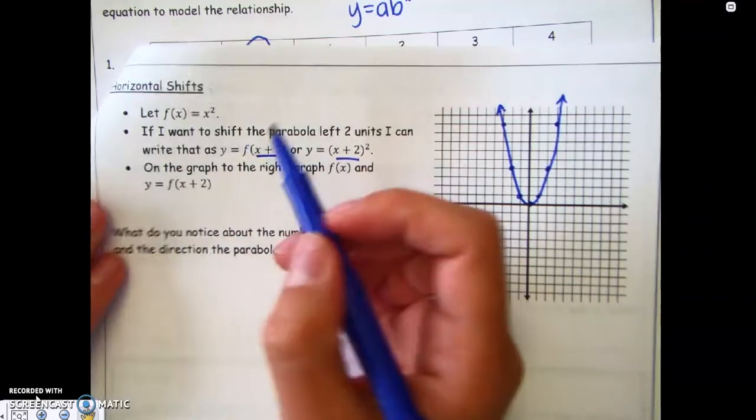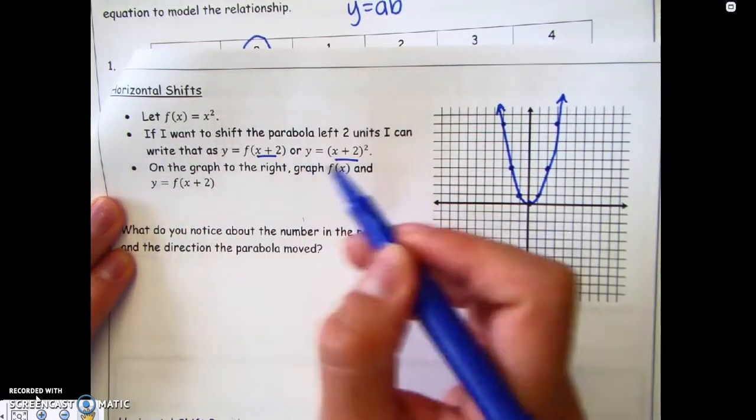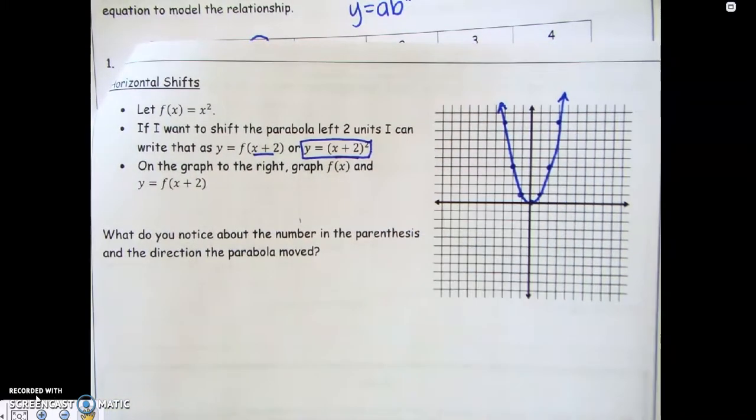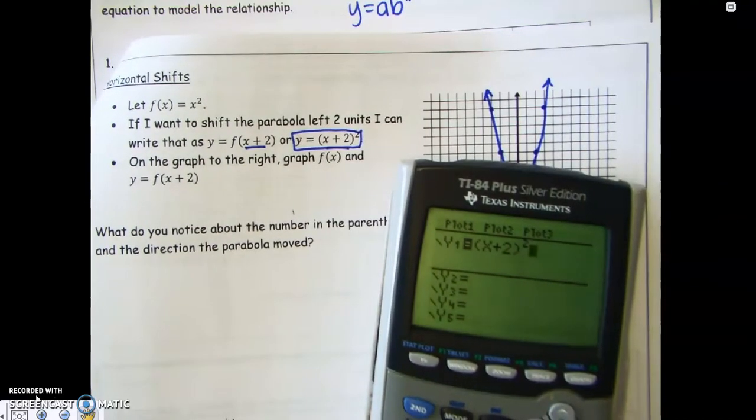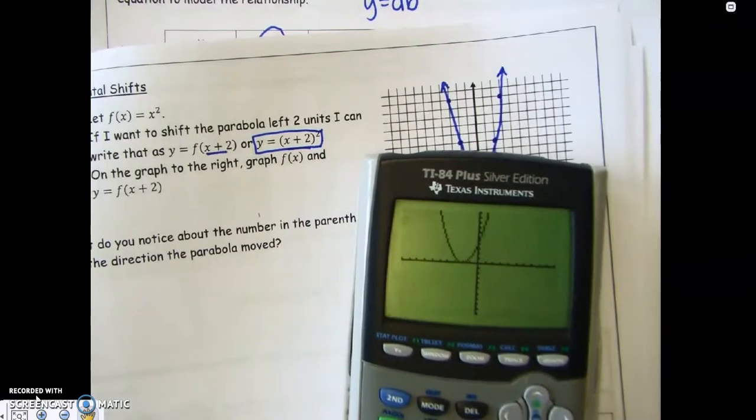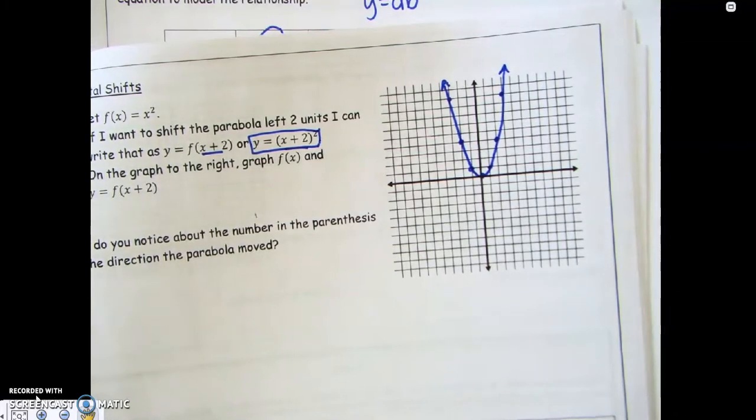parentheses. So it says on the graph to the right, graph f of x and y equals f of x plus 2. So I'm going to type this, because this is the equation in standard form, in my graphing calculator and see what happens. So this is just putting x plus 2 inside the parentheses when you graph it. So it looks like that.